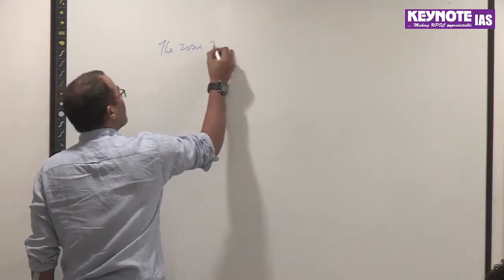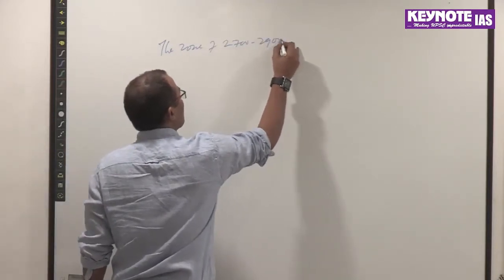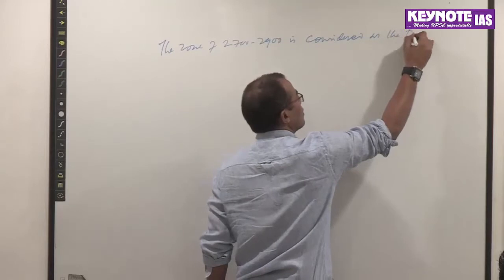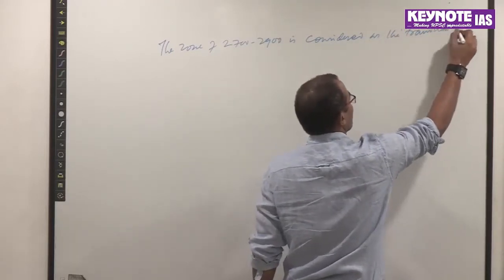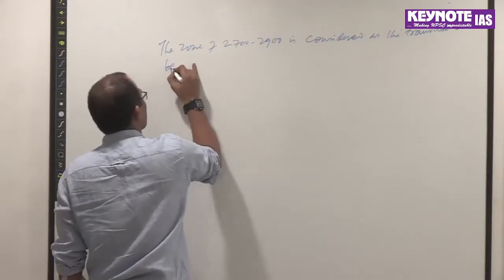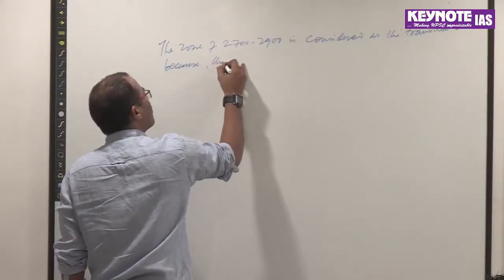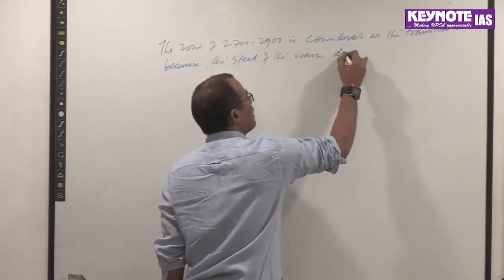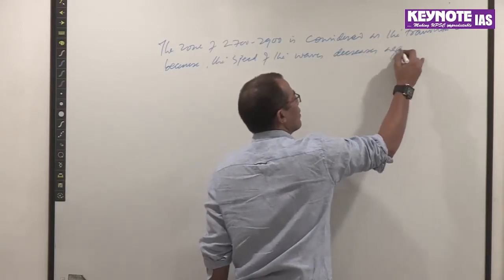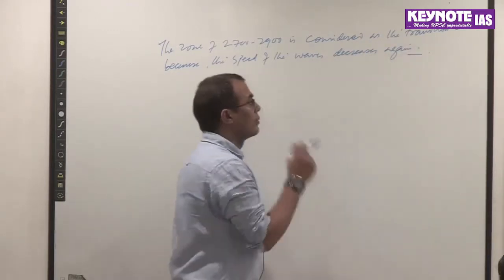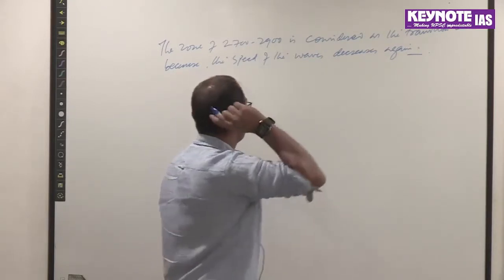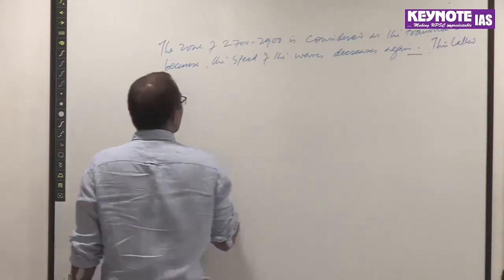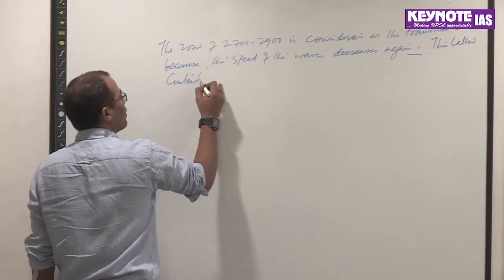The zone of 2700 to 2900 kilometer is considered as the transition zone because the speed of the waves decreases again. This is called Gutenberg discontinuity.